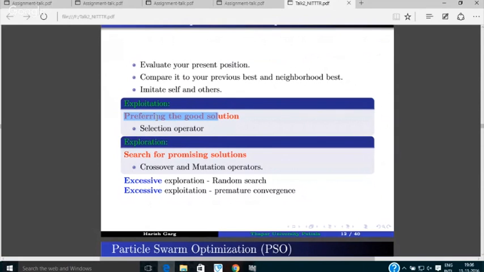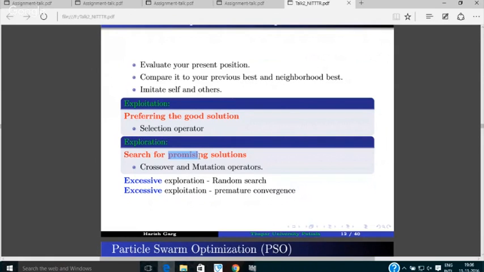As we discussed in our previous slide, there are three basic principles: one is selection, the second is crossover, and the third is mutation. Out of these three, the selection operator is used for preserving the good solution, while exploration means searching for a promising, better solution. So how to find the better solution? You use crossover and mutation.